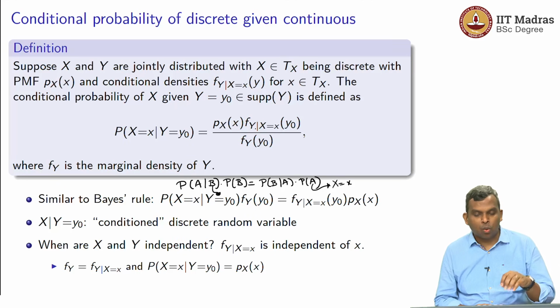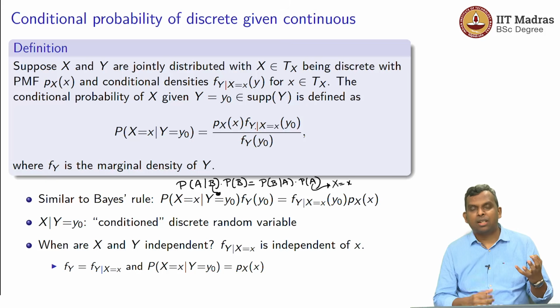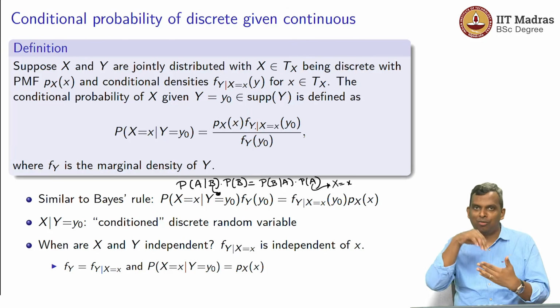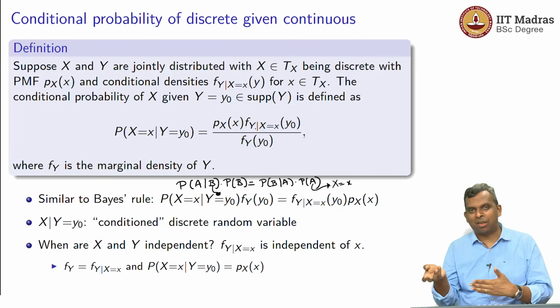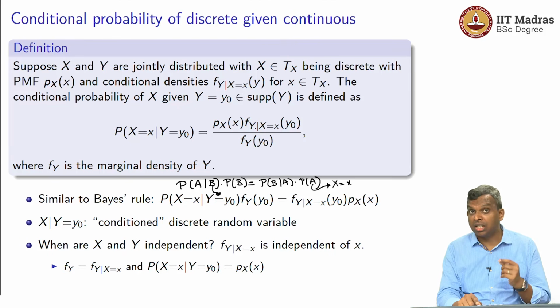Now once you have conditionals and all that, you can even think of independence, right? X and y are jointly distributed. When are x and y independent? This would happen if the conditional is independent of x. If the conditional is independent of x, even the probability for the discrete random variable given the continuous random variable is also equal to the original probability. All of these things work out when you have independence. Remember, independence is when the conditional distribution of y given x equals x is simply independent of x. That is independence.